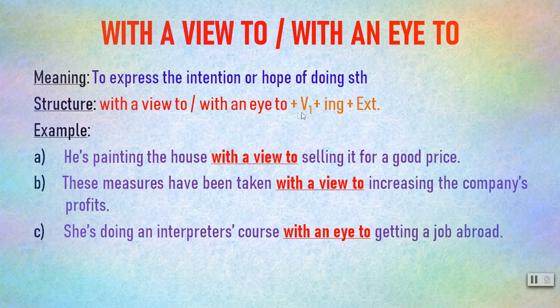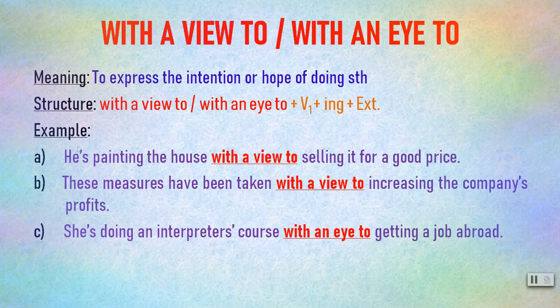After the phrases, we can use ing connected verb. With a view to or with an eye to, actually the in order to, but after the in order to, we use V1, but with a view to and with an eye to, you should use ing connected verb. Or in other words, if you find ing connected verb and the sentence indicates the purpose, we use the phrase with a view to.